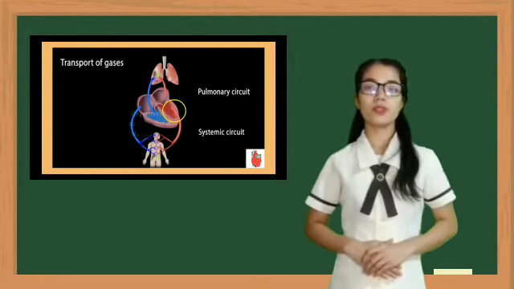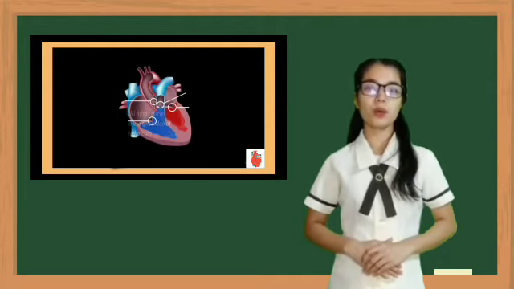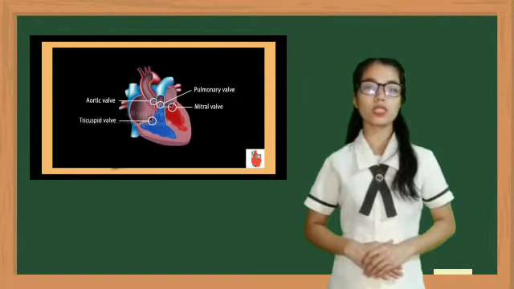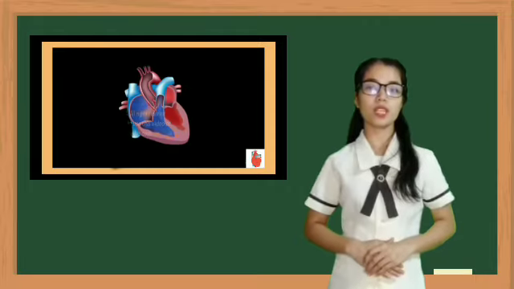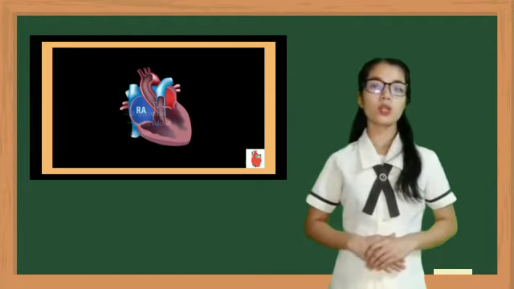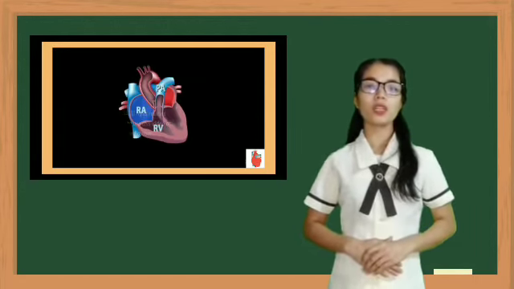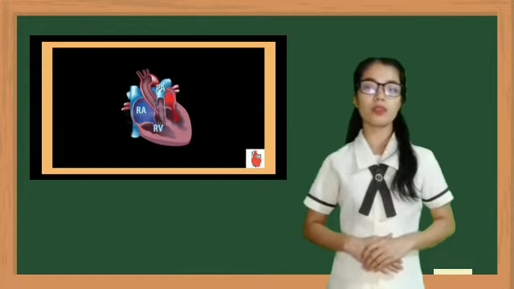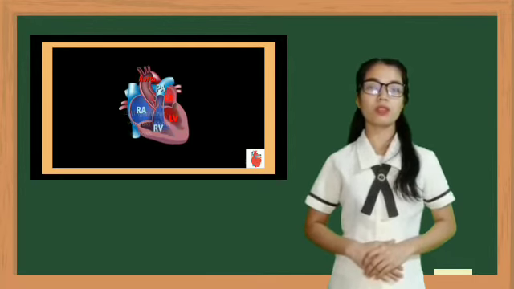There are 4 valves, which serve to ensure one-way blood flow through the heart. Oxygen-poor blood flows from the right atrium to the right ventricle to the pulmonary arteries, while oxygen-rich blood moves from the left atrium to the left ventricle to the aorta.